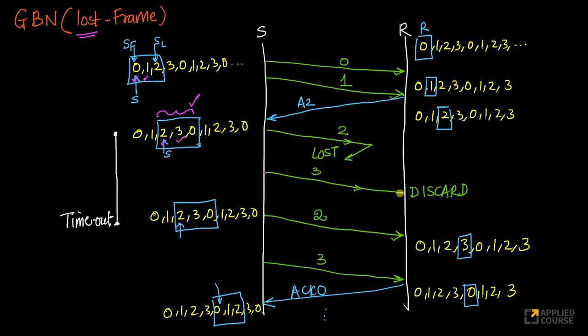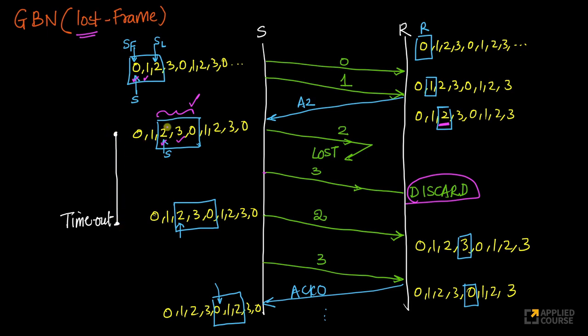Remember, it sends frame 3. But on the receiver end, the receiver is waiting for frame 2. It hasn't received frame 2 because it got lost in between or it got corrupted. When this sends frame 3, the receiver says, I will discard it, because I'm waiting for frame 2, and you're sending me frame 3. That's useless for me. After a while, just like in stop and wait, there is also a timer here.